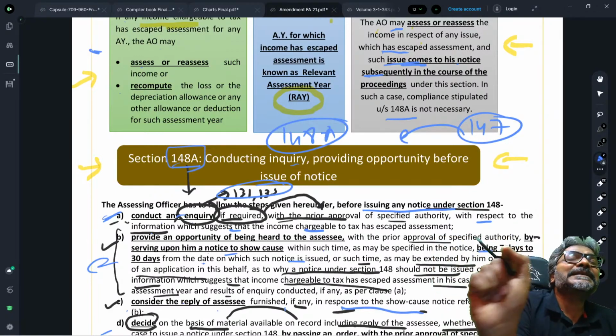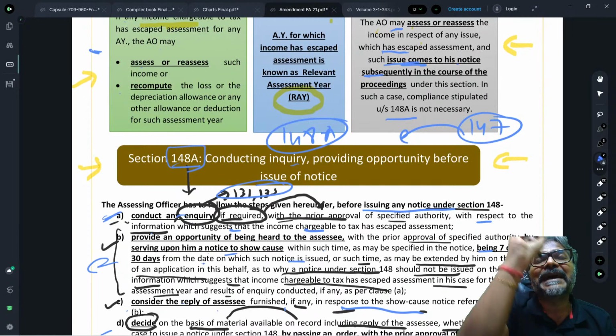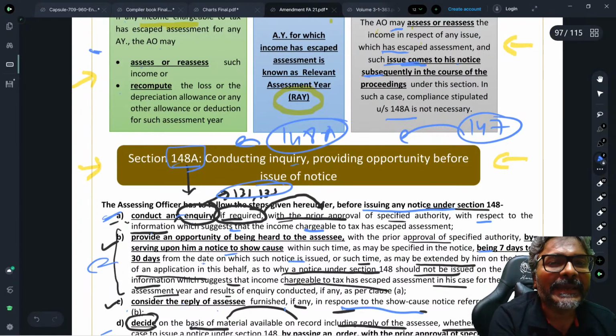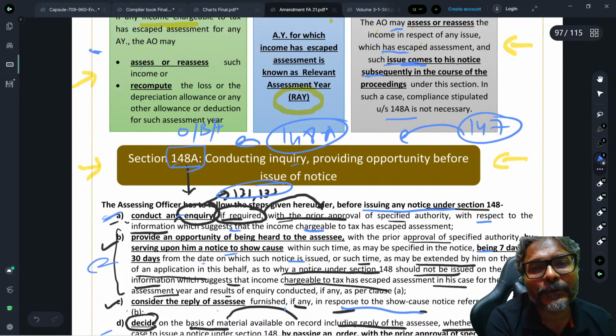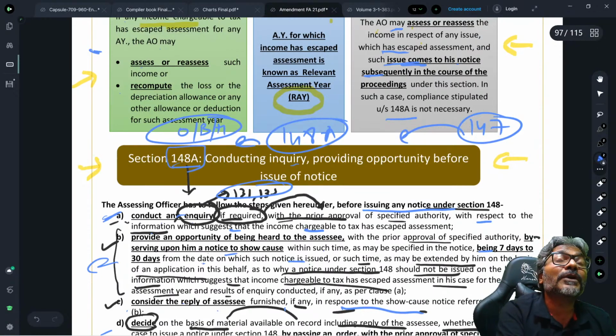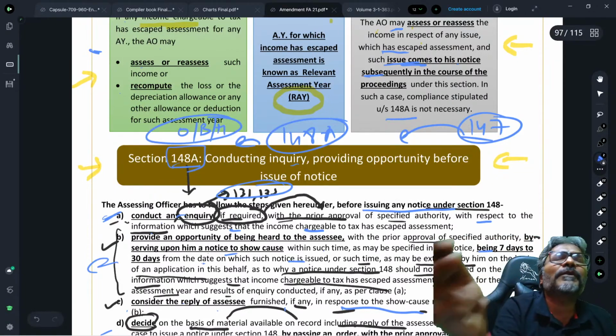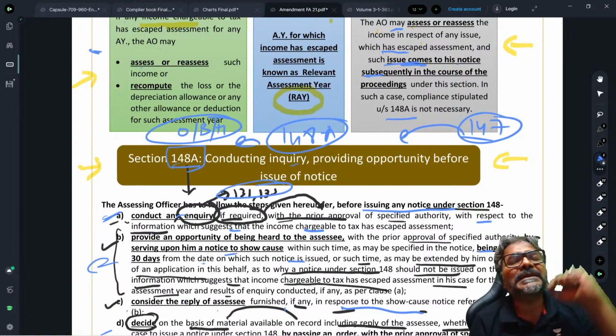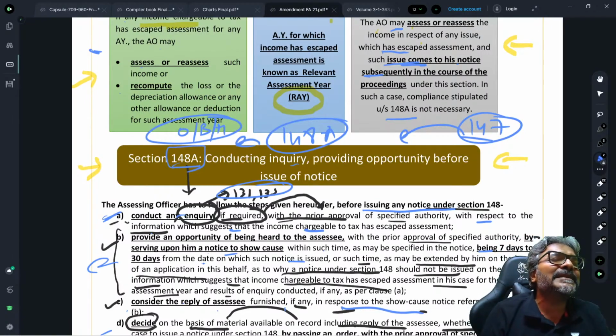Any proceeding starts with a notice, and that proceeding has to end by an order. And this proceeding of 148A is a proceeding for giving an opportunity of being heard: why I should not start the proceeding of 147. So effectively, students, 148A is what? It is the proceedings before proceedings. It starts with the notice and ends with the order. The order can be either this way or that way.